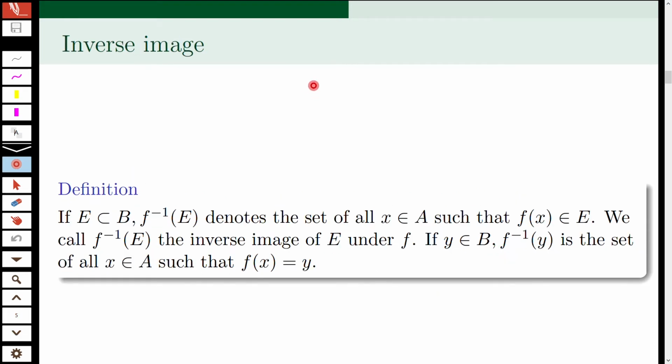Now we define inverse image. If E is contained in B, f inverse of E denotes the set of all x in A such that f of x belongs to E. We call f inverse of E the inverse image of E under f. If y belongs to B, f inverse of y is the set of all x in A such that f of x is equal to y.